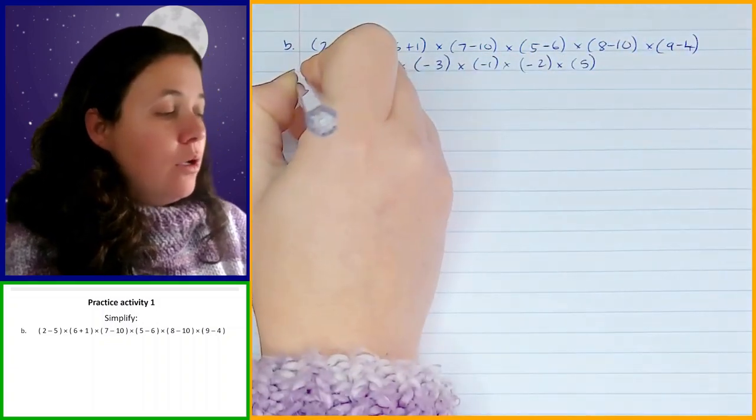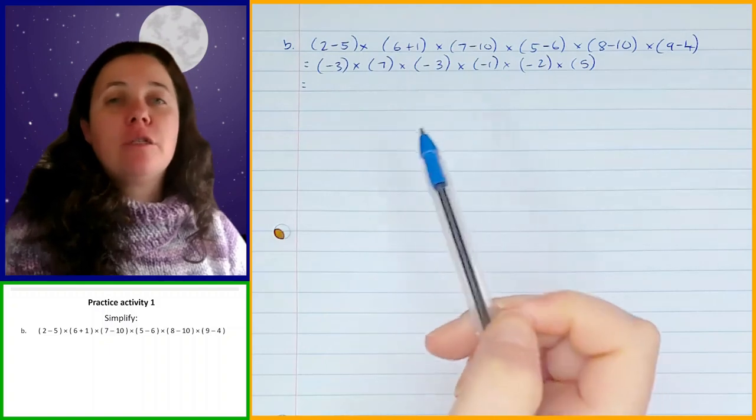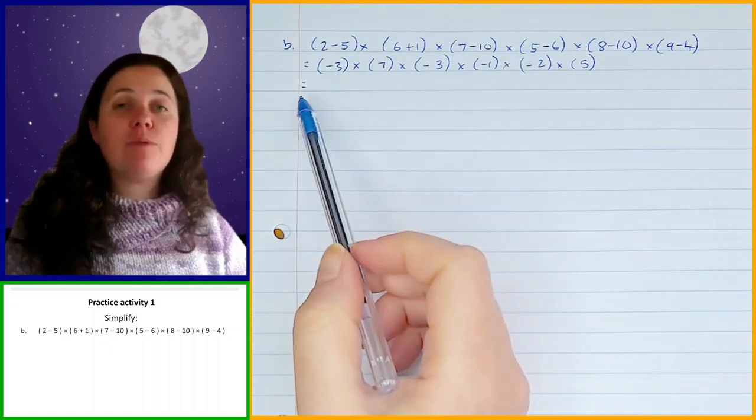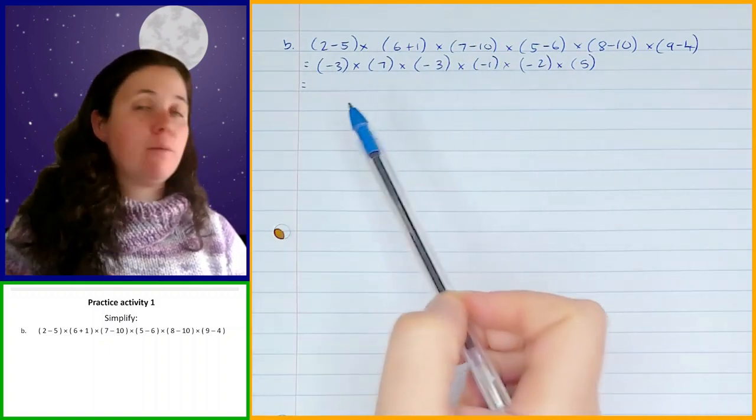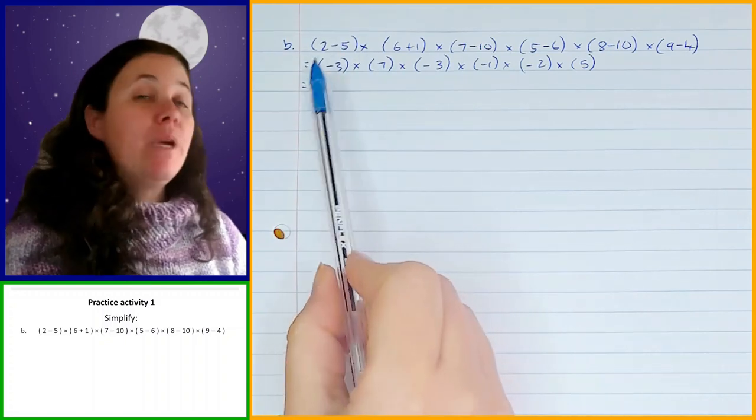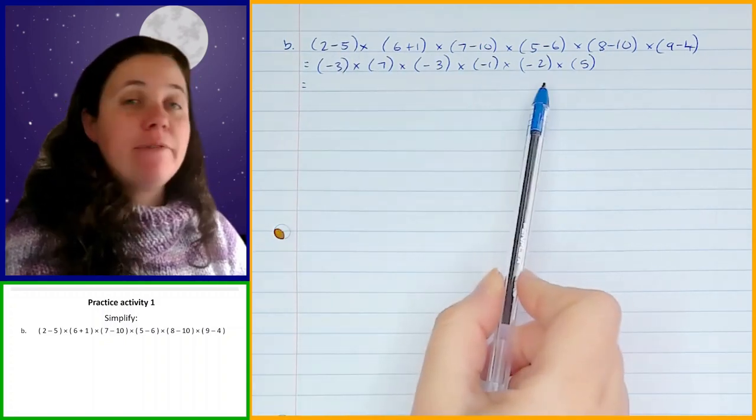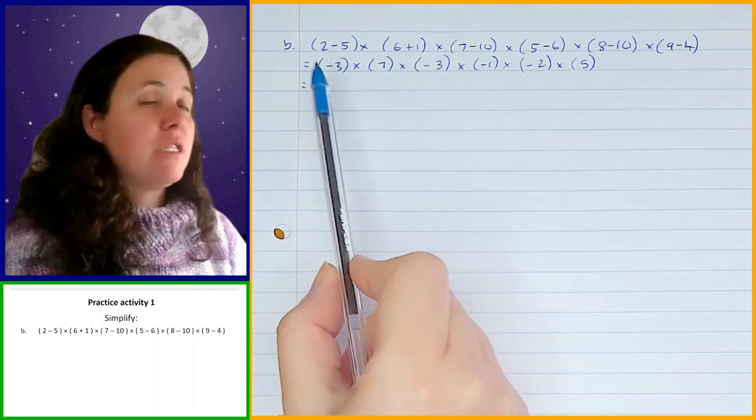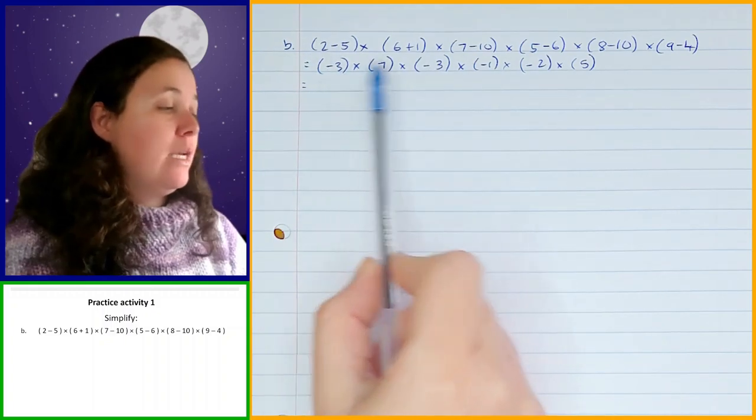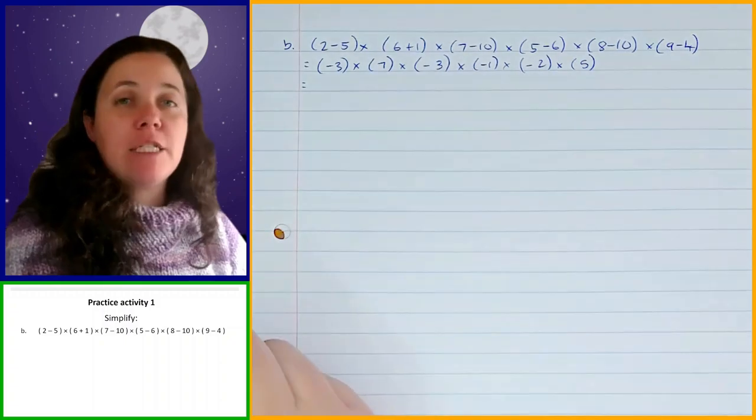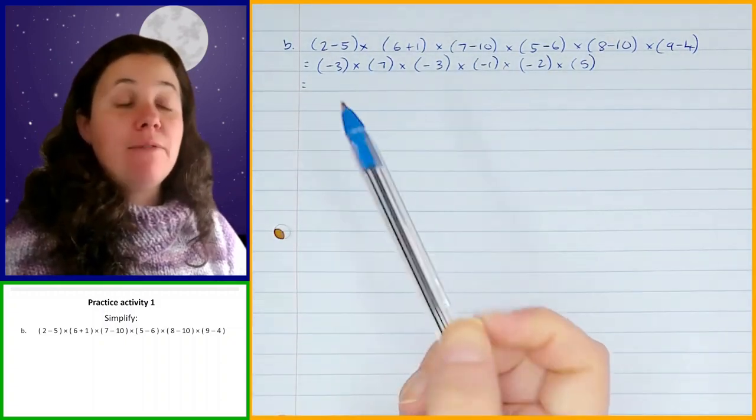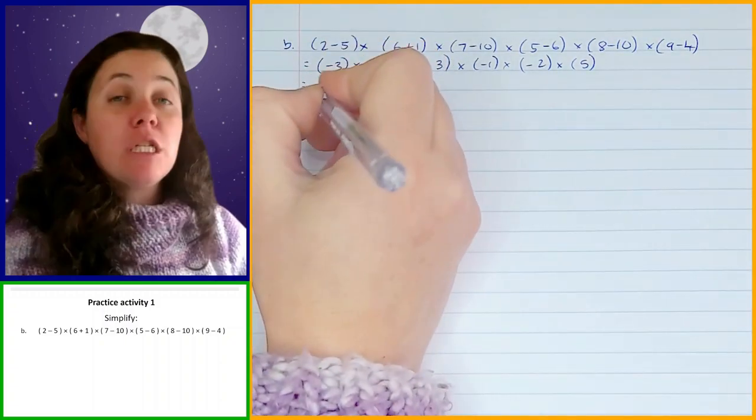Okay, so now we have got no additional subtraction to worry about after this. We're just going to be doing multiplication and division, or multiplication really. But we need to be careful when we are multiplying. Remember, we need to look at how many negatives we are multiplying together. So I'm going to count how many negatives I have. So I've got 1, 2, 3, 4 negatives. Because it's an even number of negatives, I'm going to have a positive answer.